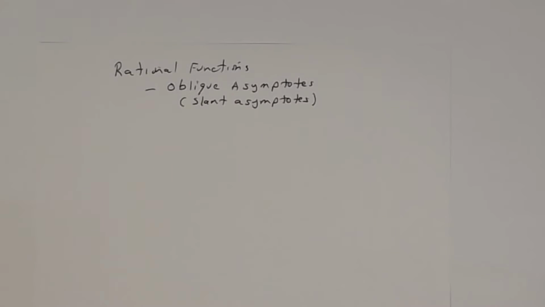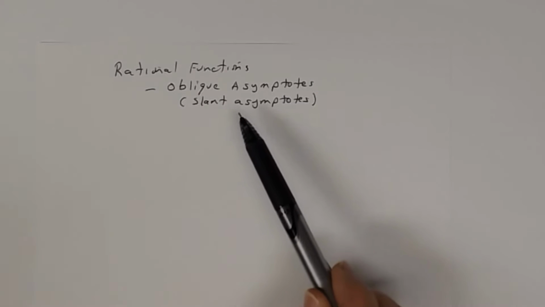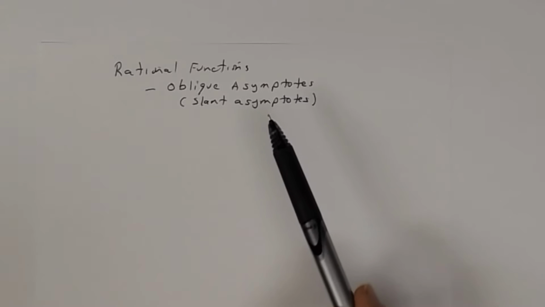In this lesson, we're going to learn how to find any oblique asymptotes of rational functions. Now, another word for oblique asymptotes is slant asymptotes, and you're going to see why in a little while.